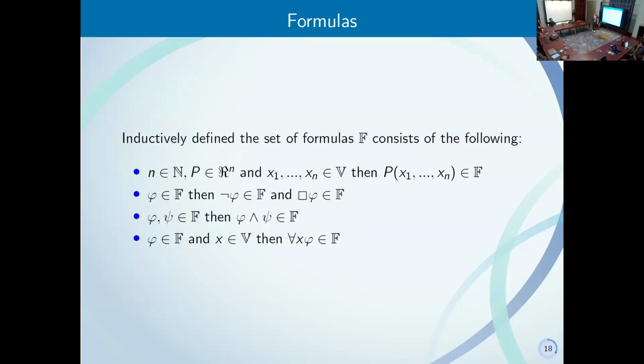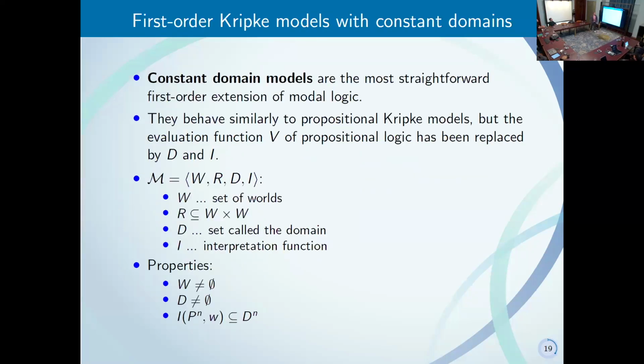And the formulas are defined with predicates, negation and boxes, the conjunction, but also now we can quantify. So here, this could also be a modal operator, and it could contain a modal operator. Same here, this could contain now a quantifier. Constant domain models, like I mentioned, are the most straightforward first order extension of modal logic.